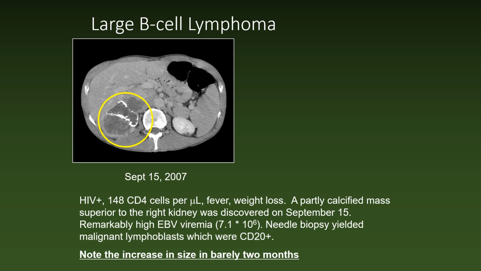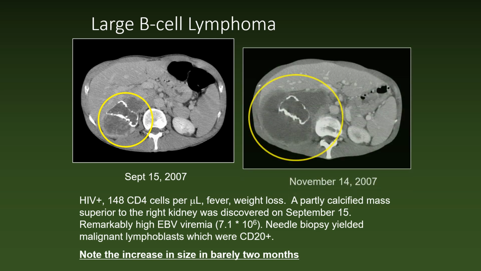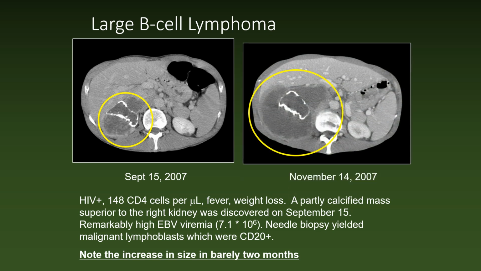This patient had a CD4 count of 148, fever, and weight loss. A partly calcified mass superior to the right kidney was discovered on September 15th. He also had a remarkably high EBV viremia of 7 million. Needle biopsy yielded malignant lymphoblasts, which were CD20 positive. Note the increase in size in barely 2 months.